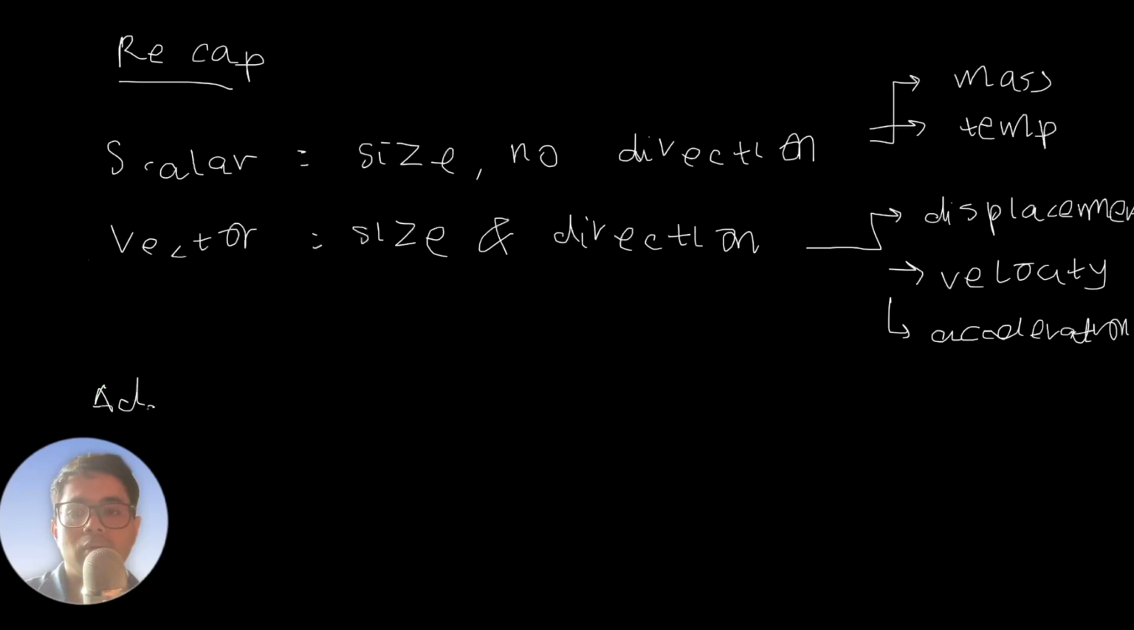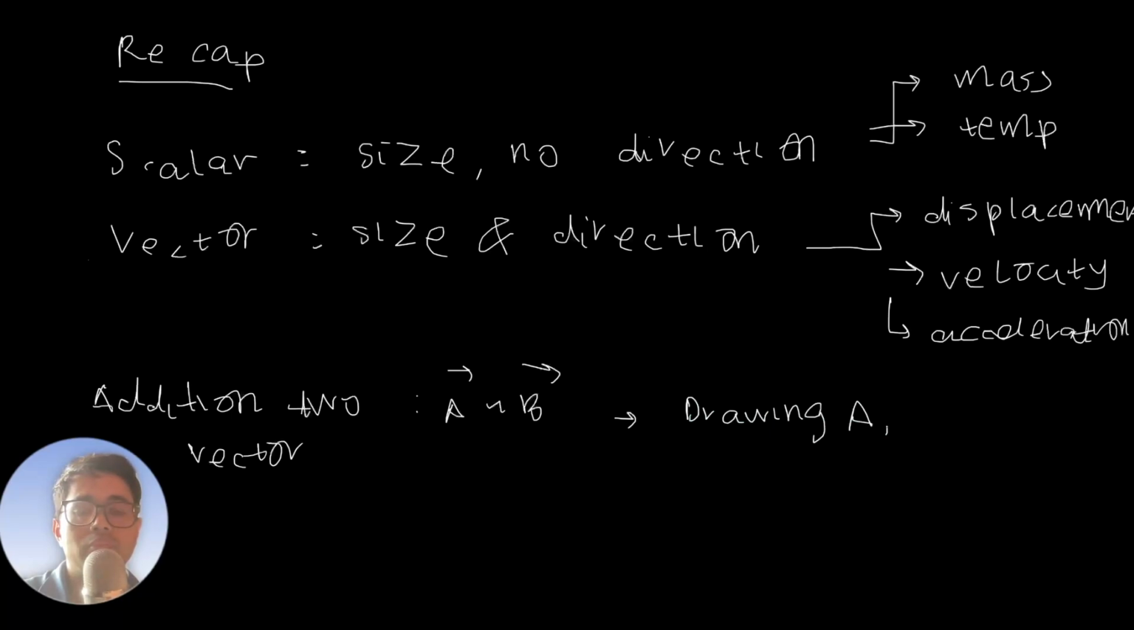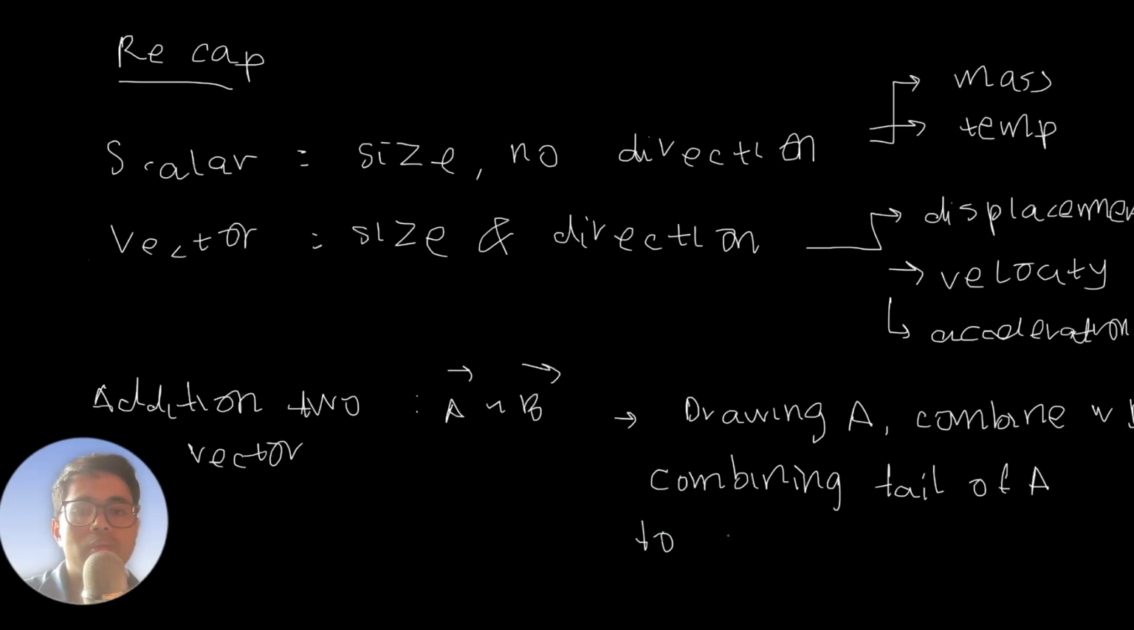The addition of two vectors involves drawing A, combining it with B, and combining the tail of A to the head of B. So what that looks like, if this is A, this is B, from the tail of A to the head of B.